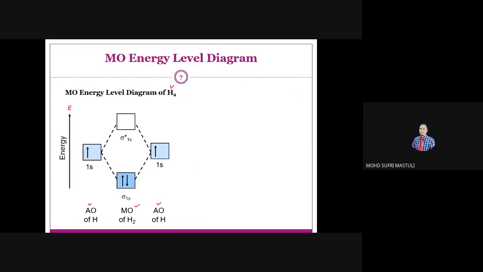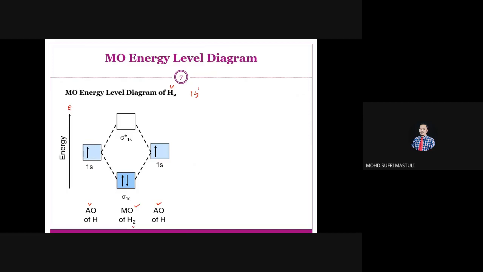the molecular orbital of hydrogen. As we know, the valence electron of each hydrogen is one. So each atomic orbital is 1s1, 1s1. For the molecular orbital, as we know, it can be bonding and also anti-bonding. So in this case, the bonding is sigma 1s, and the anti-bonding is sigma star 1s. So now we try to fill in the electrons in the molecular orbital.